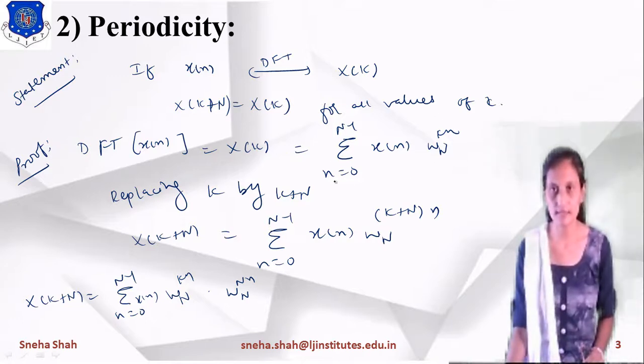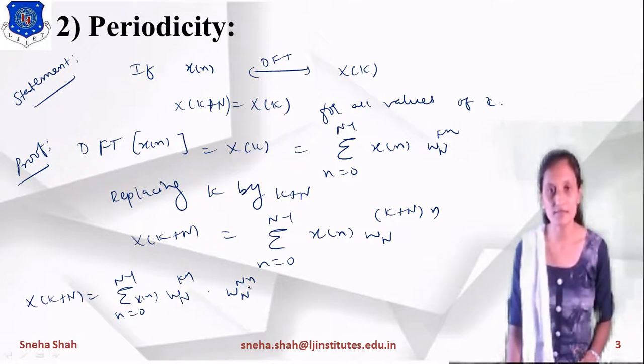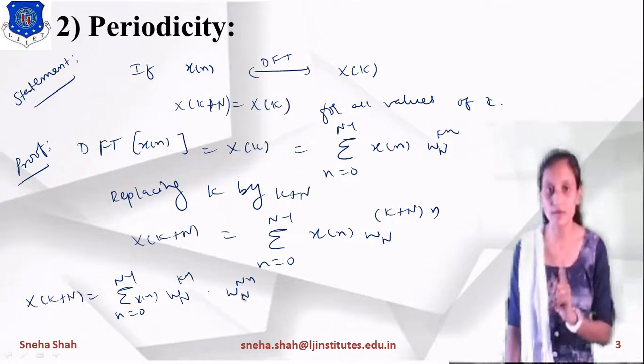So what is the value of X of k? X of k equals this term, right? So this term represents X of k. This should be multiplied with this factor. It means it should be equal to 1, right?